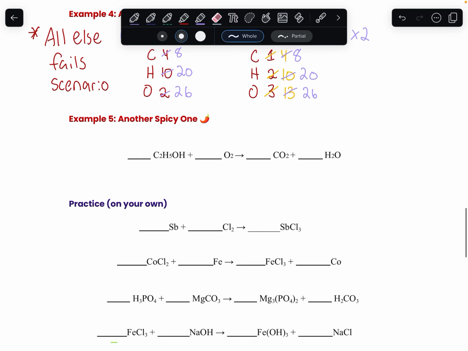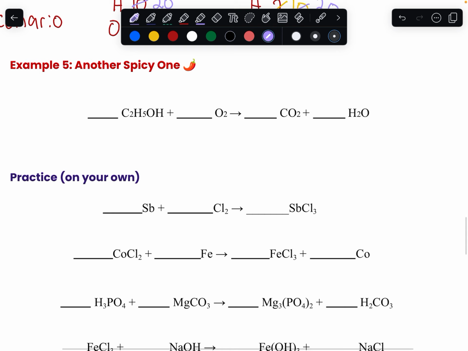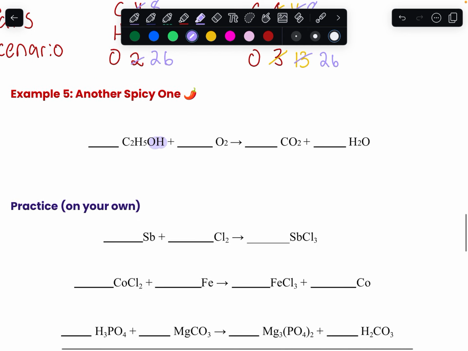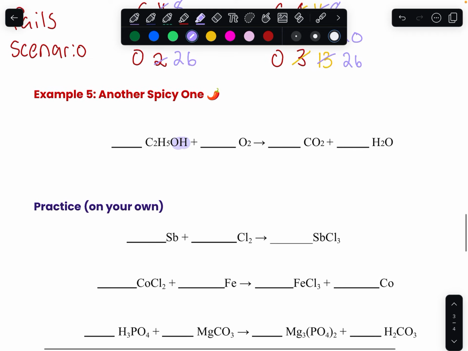Okay, one last try here. We have this C2H5OH, so we have another CHO equation, and this is another spicy one for a slightly different reason. Now, the question I want you to ask yourself and answer is, can we box this OH in here and group it up? Meaning, can we box it and consider it a group like we did in this problem up here? So I want you to think about that for a second.